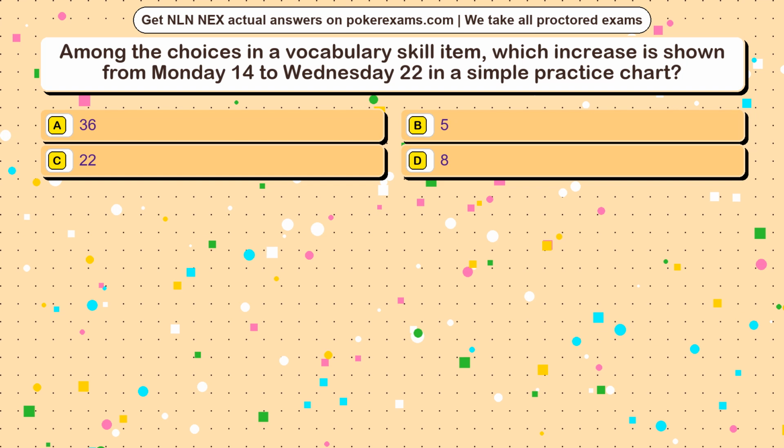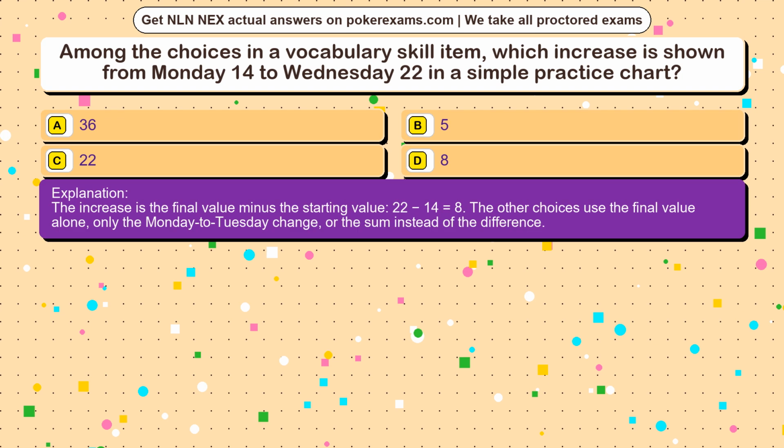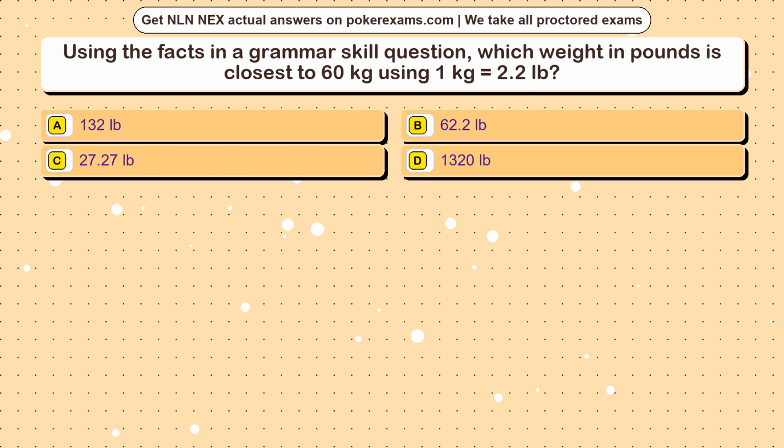The correct answer is option. The increase is the final value minus the starting value, 22 minus 14 equals 8. The other choices use the final value alone, only the Monday to Tuesday change, or the sum instead of the difference.